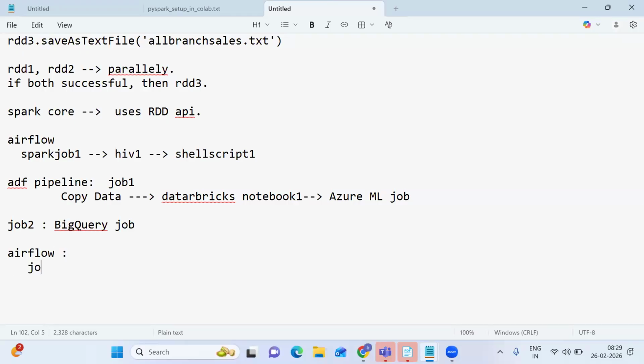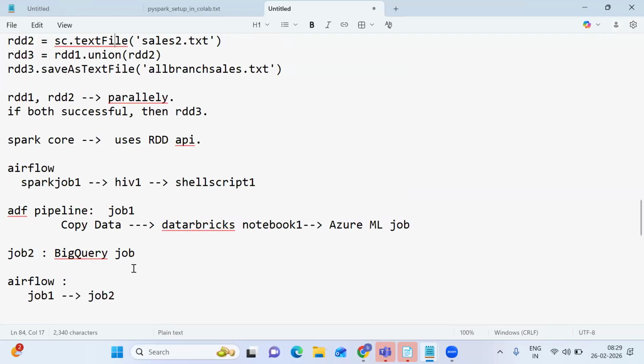In Airflow, what am I doing? First step, job one. Next step, job two. But job one is of Azure Data Factory and job two is of BigQuery. Because very soon the industry is going to enter multi-cloud platforms. At that time, this Airflow will be useful or not? Yes. Like this. All of you clear about this point? Yes, sir.